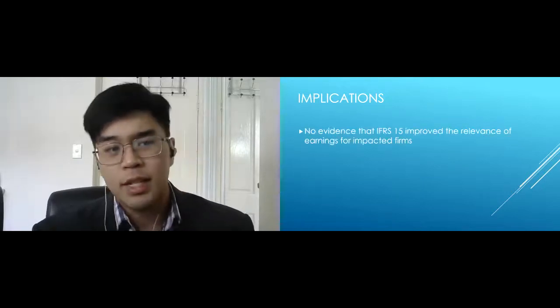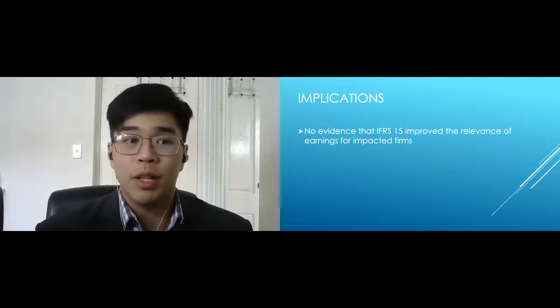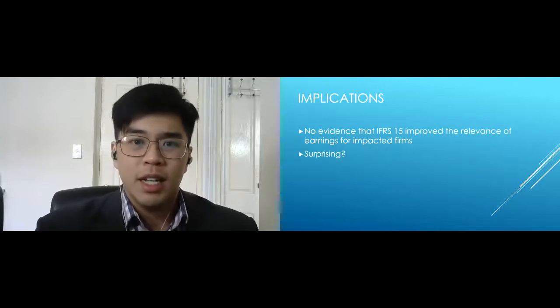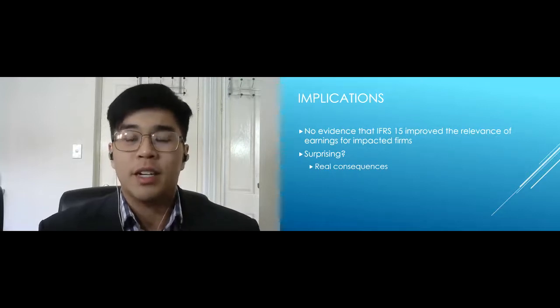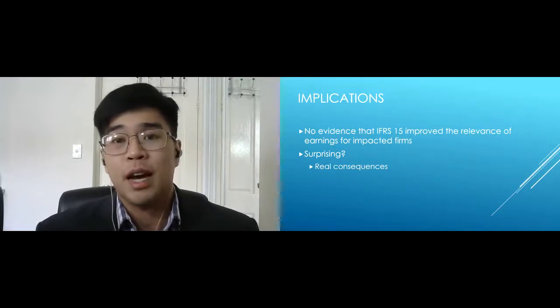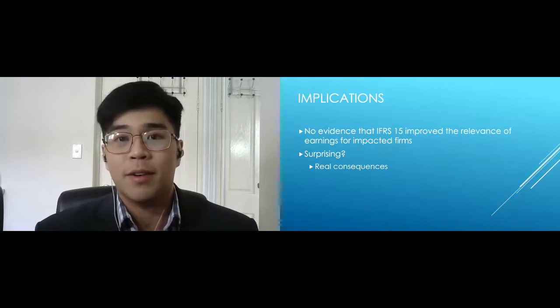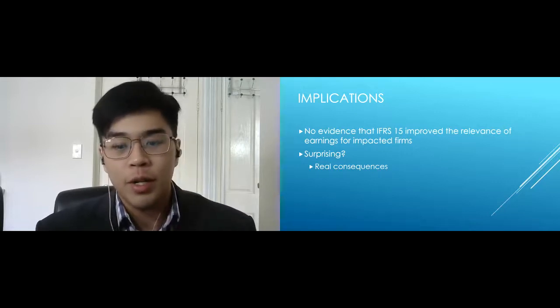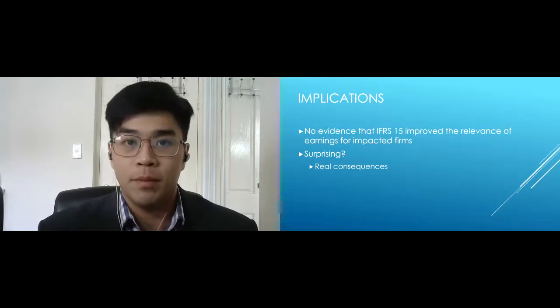So what this tells us is that there was really no evidence that IFRS 15 improved the relevance of earnings for impacted firms. But was this actually a surprise? Well, the thing is, we know that accounting standards do have real consequences. And what we mean by real consequences is that firms may take actions in order to reduce the effects of said standards or avoid them completely.